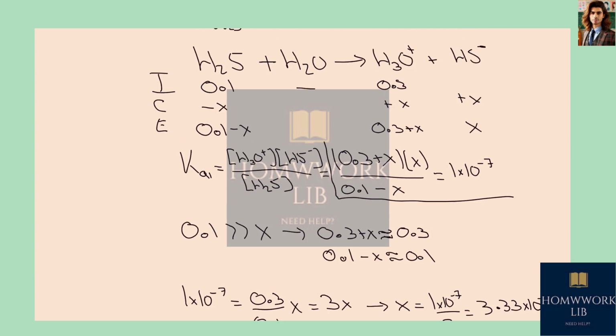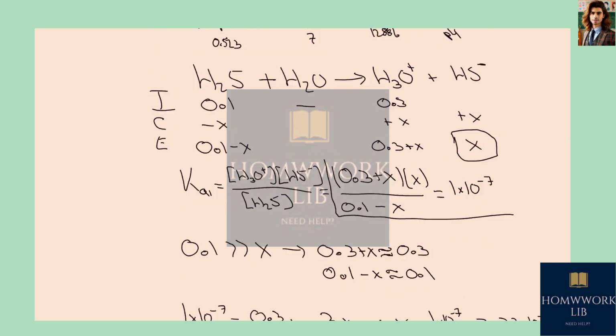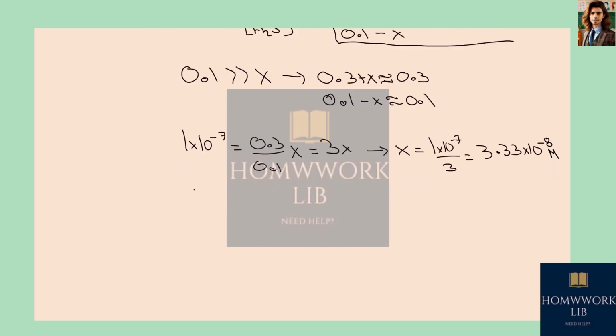What is that x value? Well, that x value is the corresponding result for HS minus. So the concentration of HS minus will be 3.33 times 10 to the minus 8.